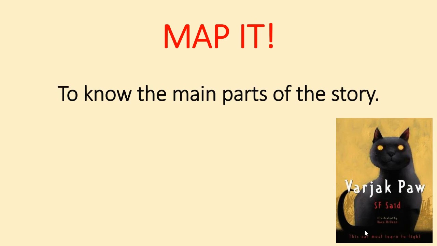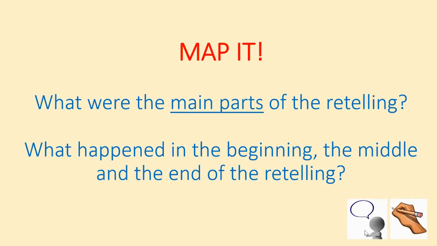Okay, so you've heard my retelling. Now we need to really understand the main parts of the story, not the detail, just the main parts. This is going to really help us when we're writing our retelling, so we can focus on our writing and we don't have to worry about what's happening in the story because we really know and understand this part of the story so well. So have a think. What were the main parts of the retelling? What happened at the beginning, the middle, and the end of the retelling?